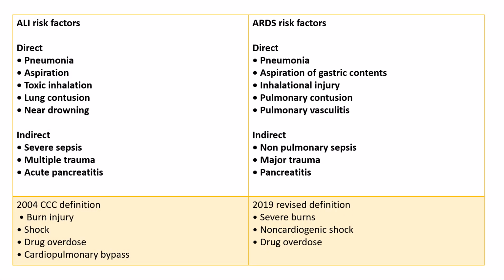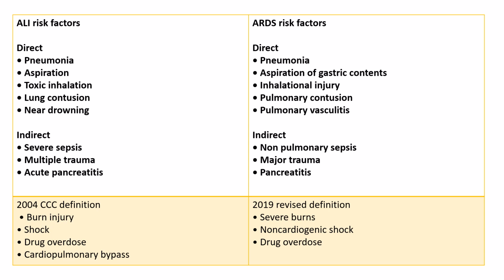Now, what are the risk factors for acute lung injury? There are direct and indirect risk factors. The direct includes pneumonia, aspiration, toxic inhalation, lung contusion, near drowning, and the indirect includes severe sepsis, multiple trauma, acute pancreatitis. According to the 2004 definition, they have also said that burn injury, shock, drug overdose, and cardiopulmonary bypass can all become risk factors for ALI.